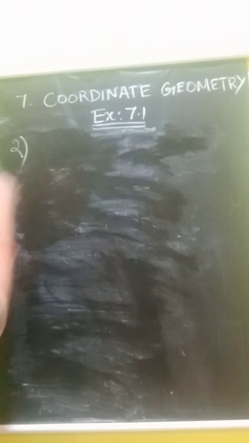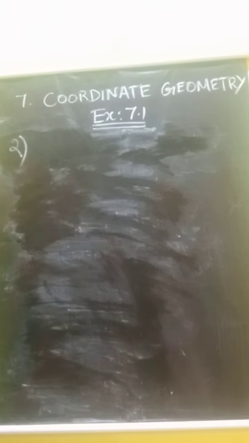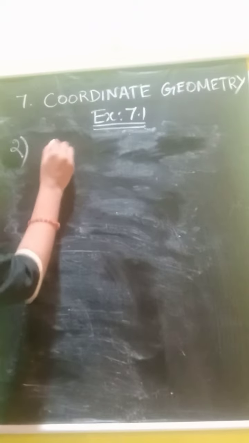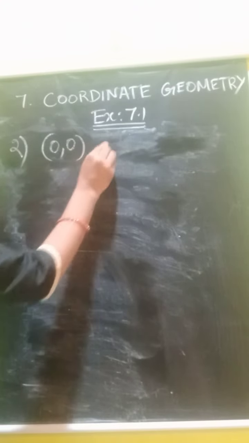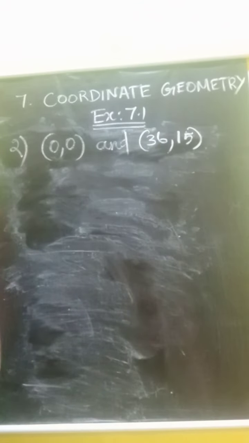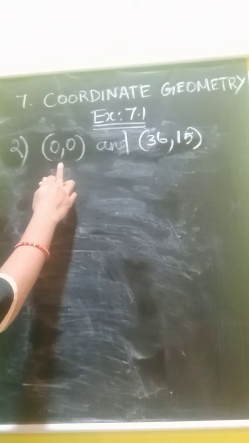Problem number 2. So it is given in the problem that find the distance between the points 0, 0 and 36, 15. Can you now find the distance between the towns? Two towns A and B. So the points are 0, 0 and 36, 15. So 0, 0 is nothing but origin.